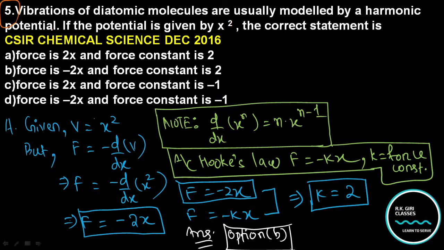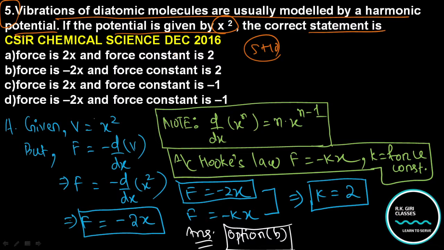Question number 5. Vibrations of diatomic molecules are usually modeled by a harmonic potential, the potential given by x square. Don't think this is a question of SHO. Simple question. The correct statement is, you have to find out force, and you have to find out force constant. That means you have to find out the relation between force and potential.